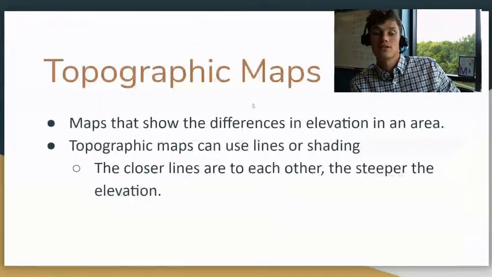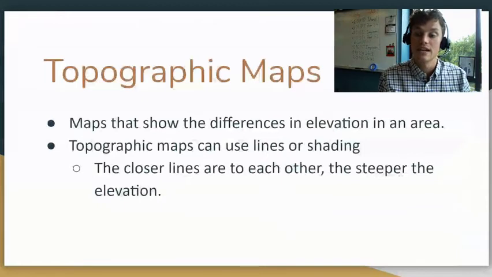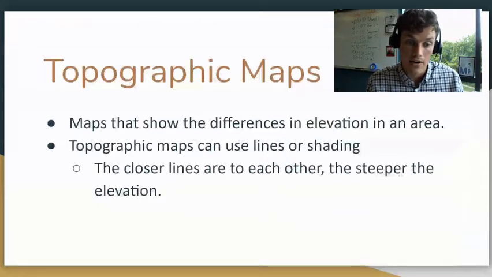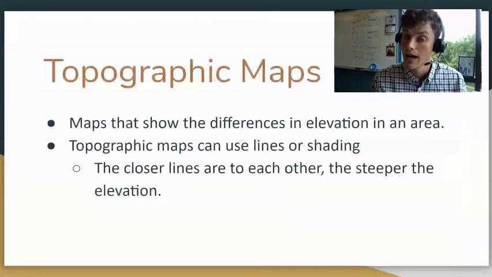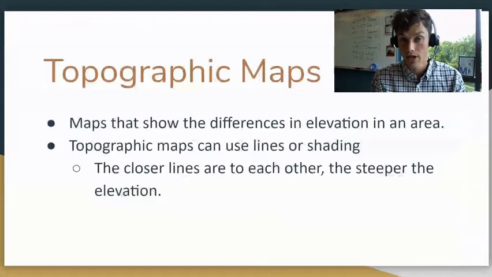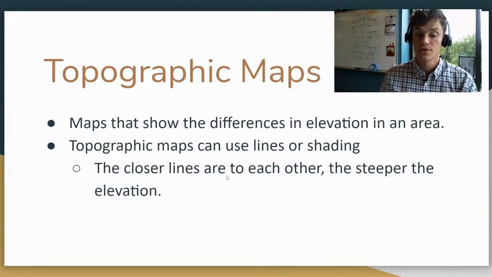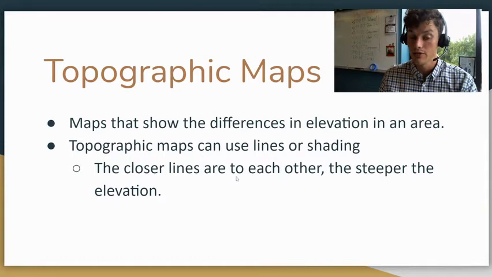So topographic maps, they're maps that show the differences in elevation in an area. You can use lines or shading. The closer the lines are to each other, the steeper the elevation.